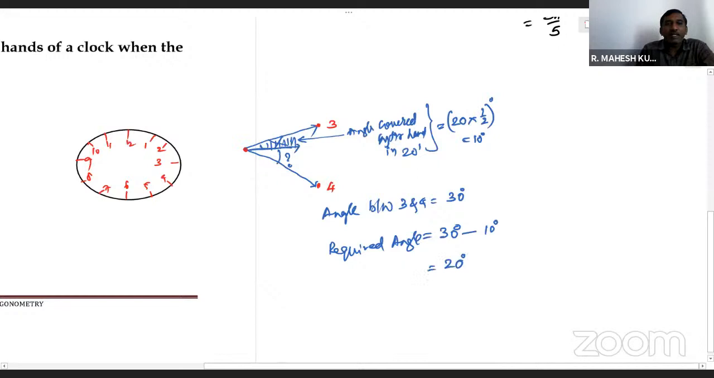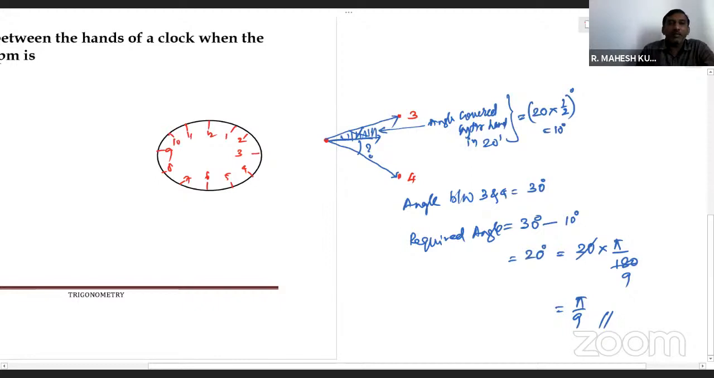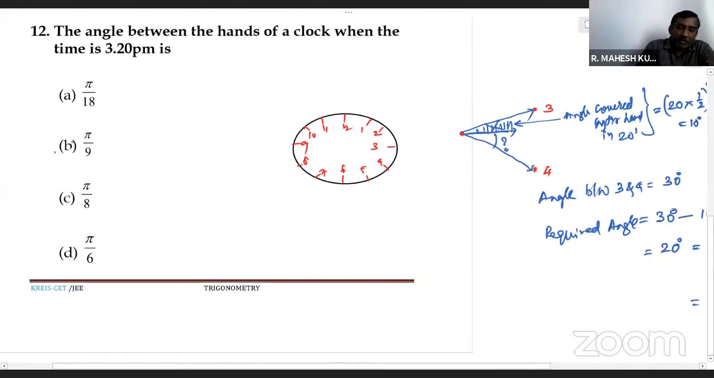But here the answer is in radians. Let us convert this to radians. It is 20 into pi divided by 180. Nine times it goes, so it is going to give you pi by 9 radian. So the answer you get for this is pi by 9. Option B is going to be the correct answer for this.